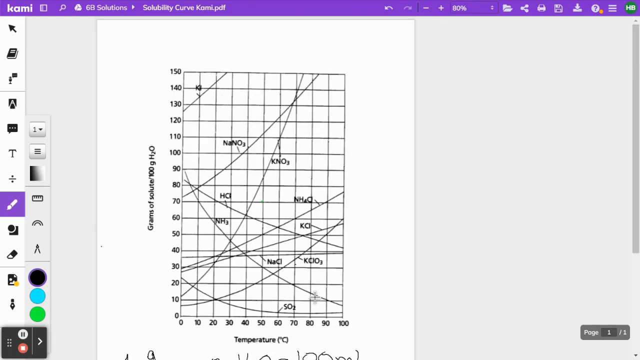So let's summarize the things that affect solubility. For gases, it is temperature, bond type, and there's one more we haven't talked about yet. And if you think of a 2-liter bottle of pop, you know when you open it, you hear that whoosh. That comes from pressure.